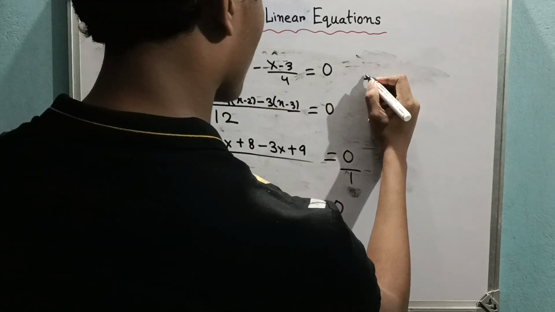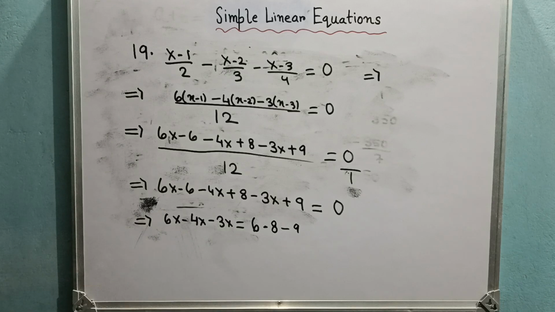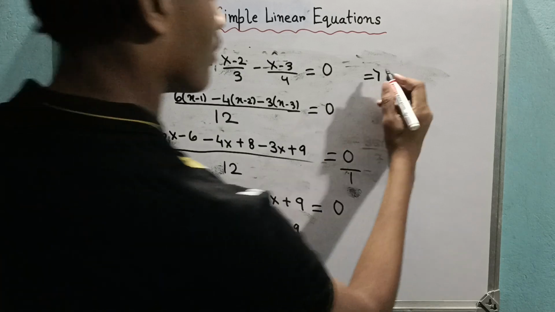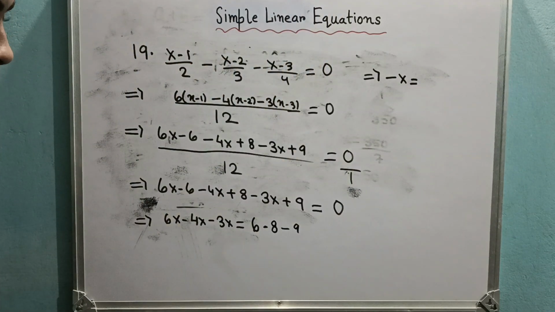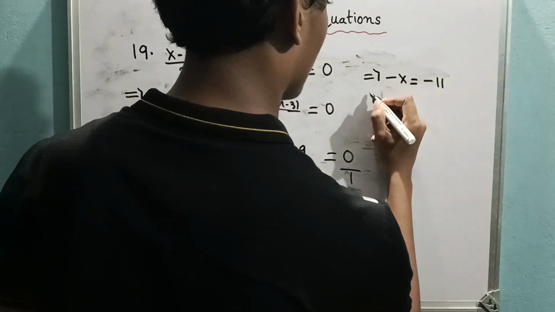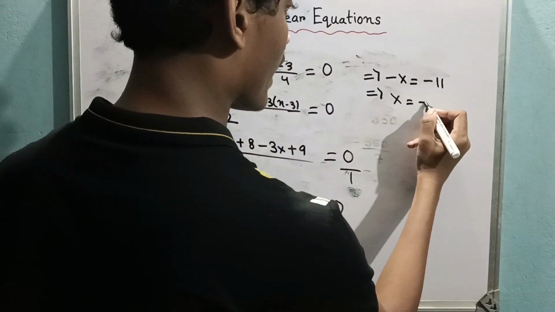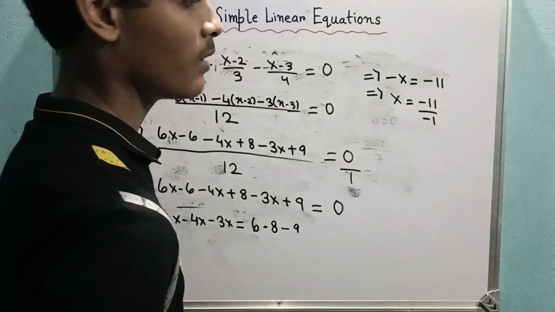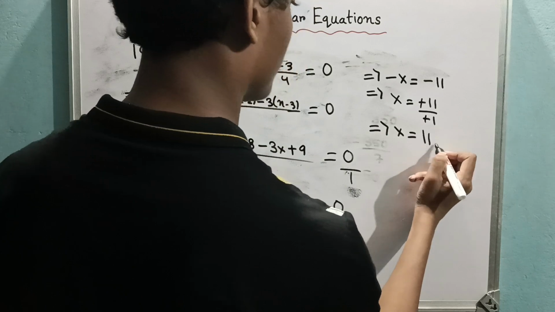So here I can write 6x minus 4x minus 3x. Let's do step by step. 6x minus 4x, that will be equal to 2x. 2x minus 3x will be minus x. Alright. Will be equal to 6 minus 8, that is minus 2. And minus 2 minus 9, that will be equal to minus 11. Alright. So here it is minus 1 into x equal to minus 11. So x will be equal to minus 11 by minus 1. Minus minus get cancelled out. So guys, the answer of this question is 11.